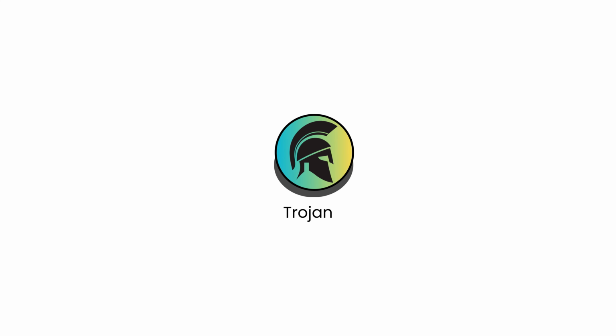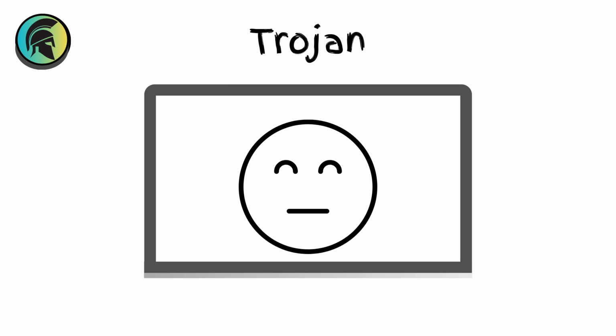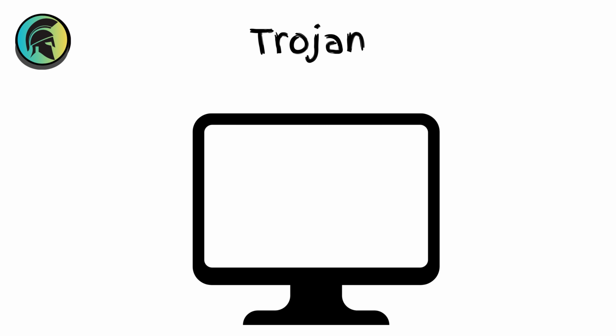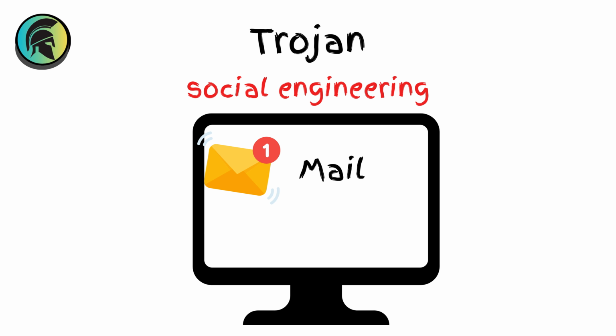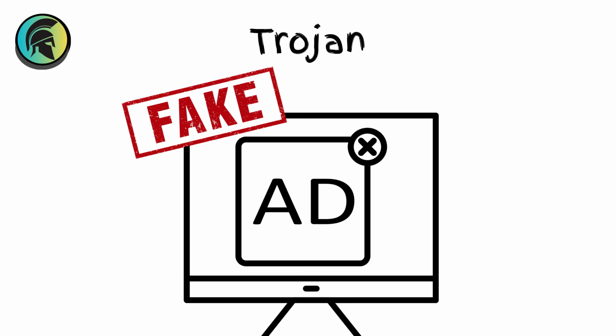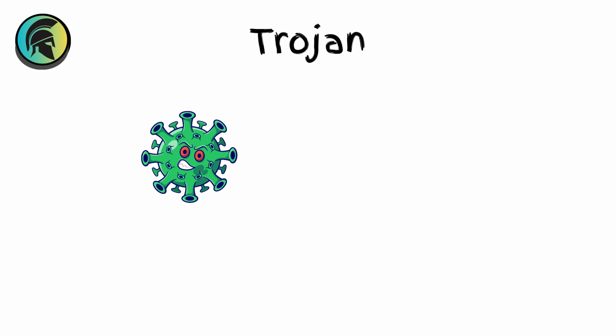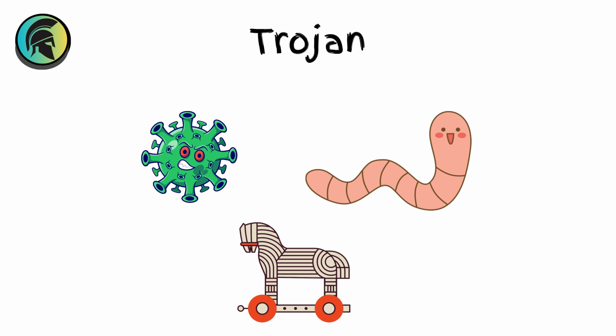Trojan horse, or Trojan, is malware that tricks users by appearing to be a regular program. Trojans often spread through social engineering, such as when someone is fooled into opening an email attachment that seems harmless or by clicking on a fake ad. The damage caused by a Trojan depends on the specific type of malware, as this term only describes how it enters a computer. Unlike viruses and worms, Trojans do not typically try to inject themselves into other files or spread further.